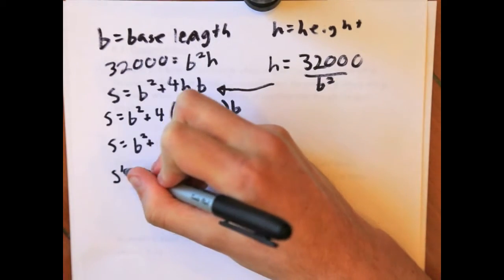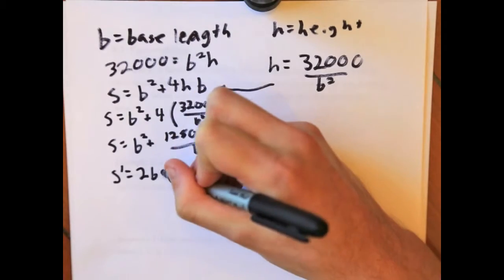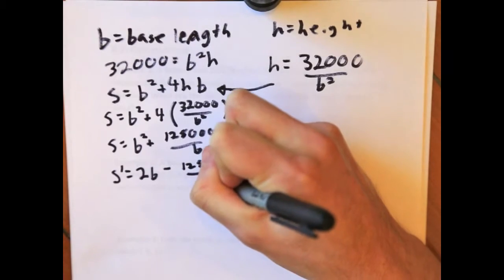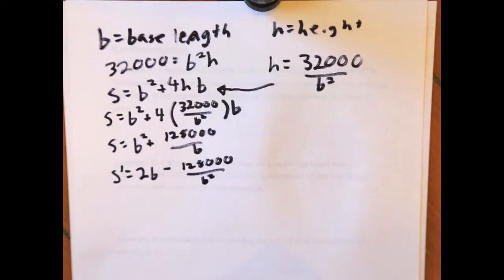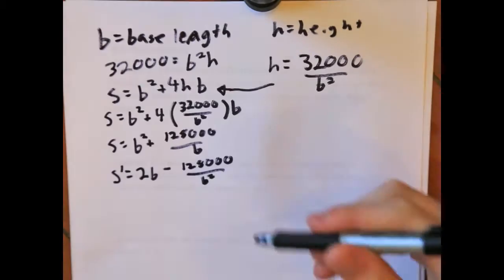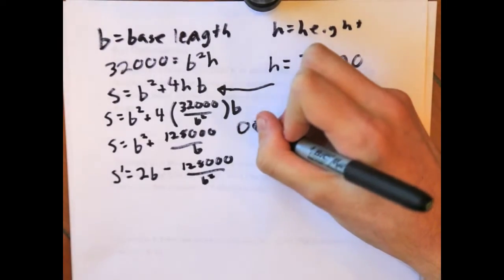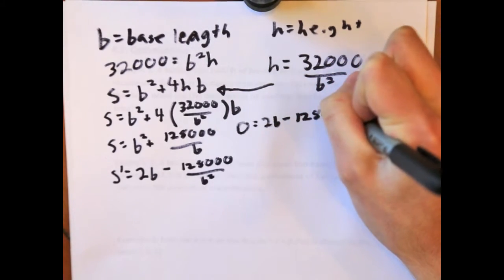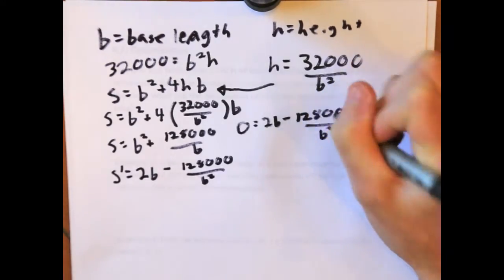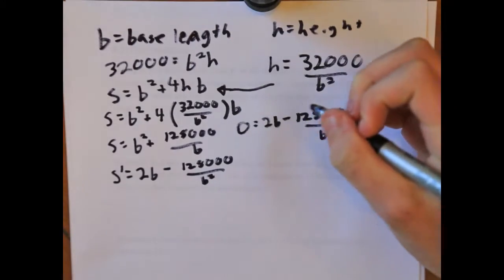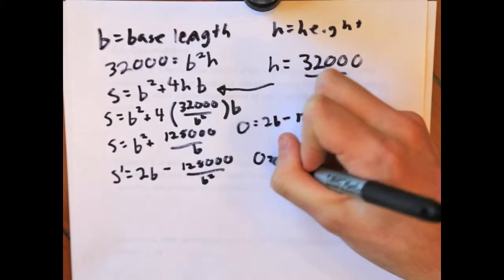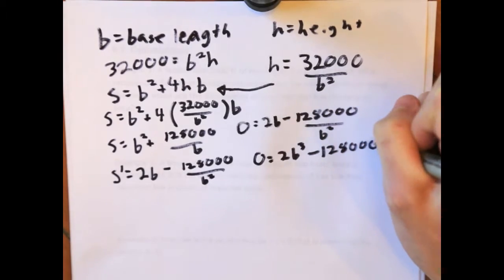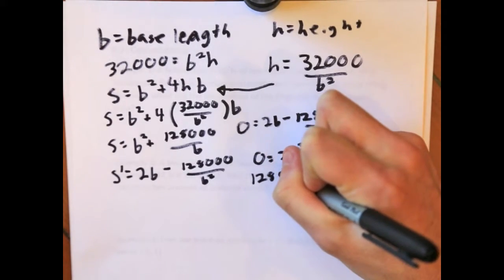So you get S prime equals 2B minus 128,000 over B squared. And then we're also solving for a slope of 0 because, again, it's a minimum. So 0 equals 2B minus 128,000 over B squared. And then we can solve for B. 0 equals 2B cubed minus 128,000. Bring 128,000 to the other side.